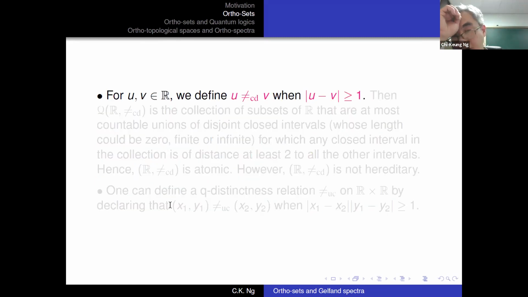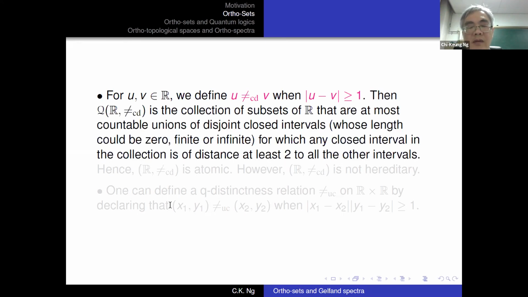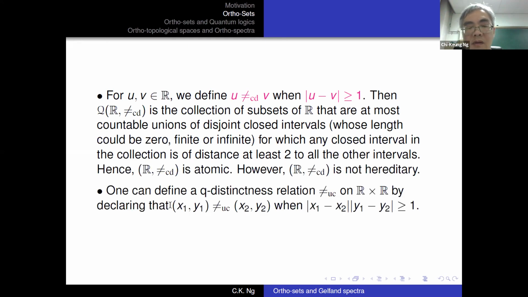So here are some examples. For example, we can consider two elements u, v in R. We say that they are Q distinct if they are a certain distance apart, and then we can tell what this ortho subset looks like. Another interesting example comes from a certainty relation: two elements are Q distinct if the product of the distances is bigger than certain values.